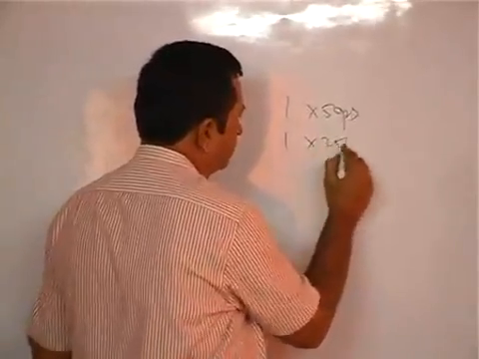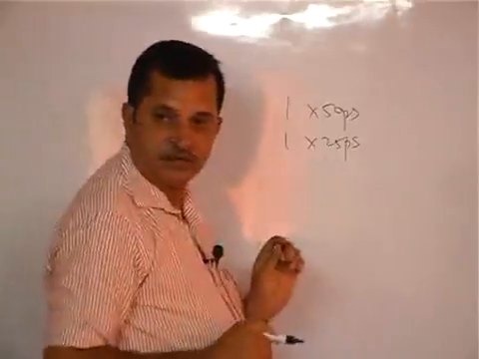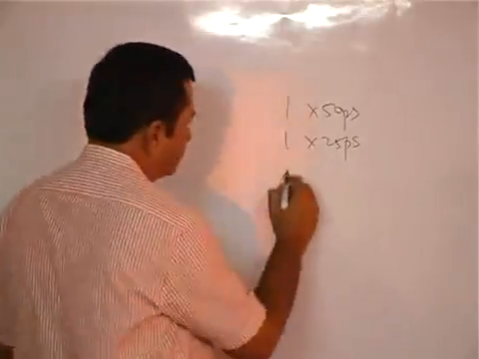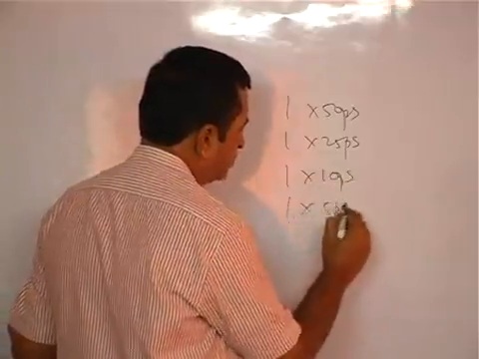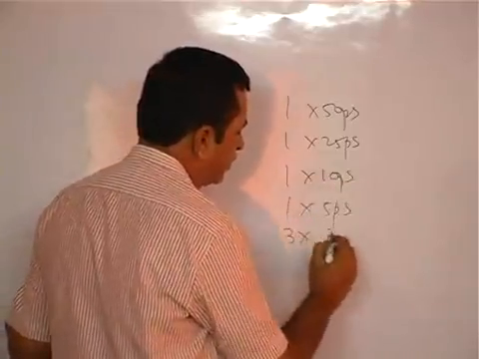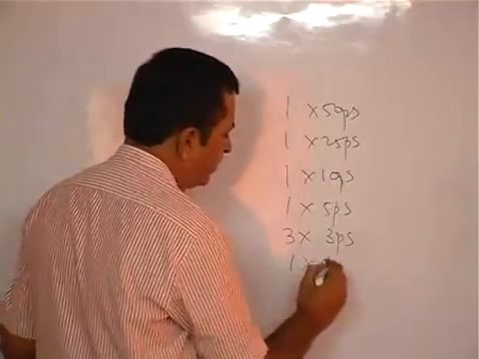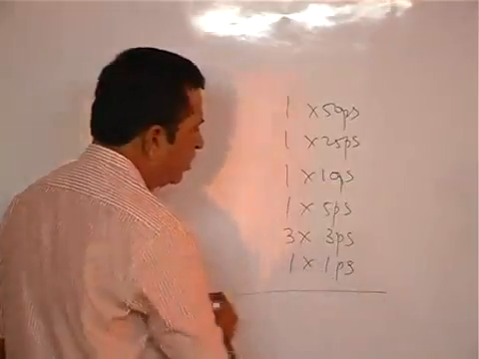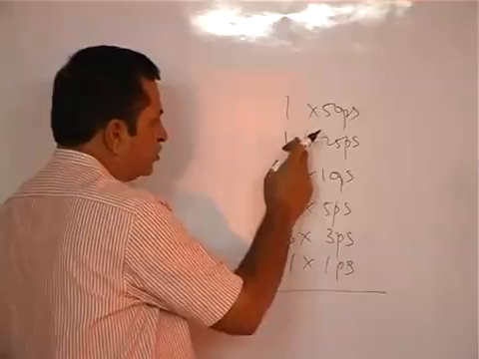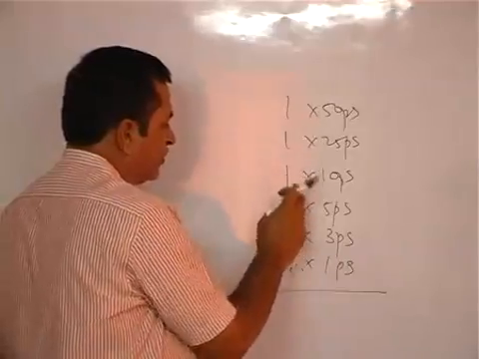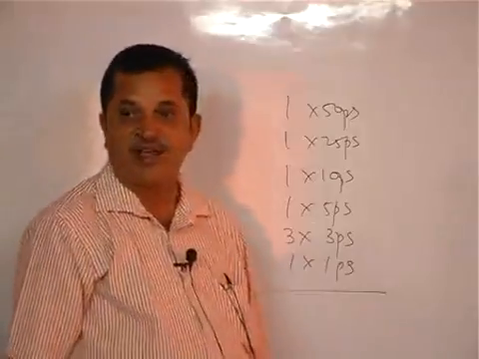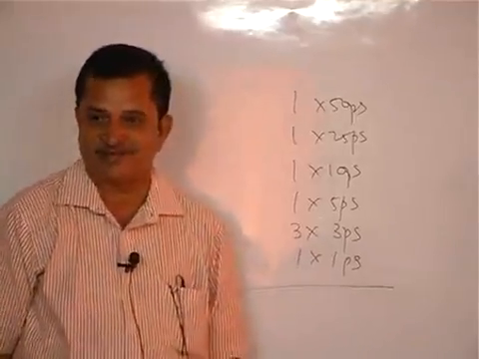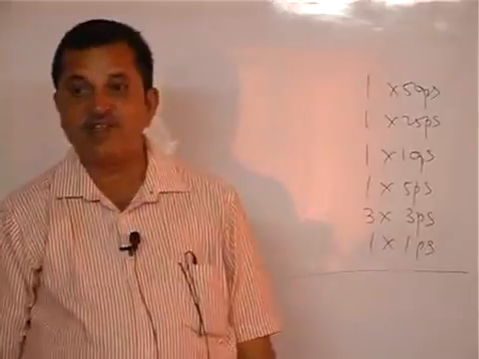1 paise coin, one 10 paise coin, 1 5 paise coin, 3 paise coins, 1 paise. How many coins? 1 plus 1 is 2, 2 plus 1 is 3, 3 plus 1 is 4, 4 plus 3 is 7, 7 plus 1 is 8 coins I got. I asked to get 50 coins. 50.